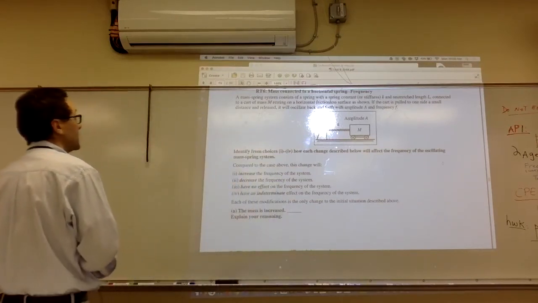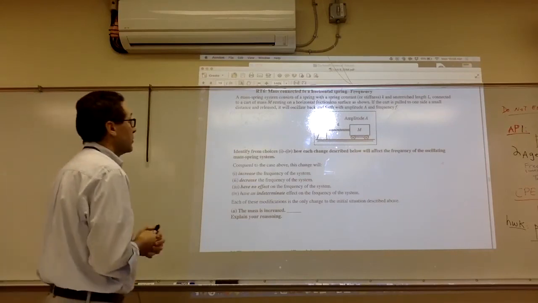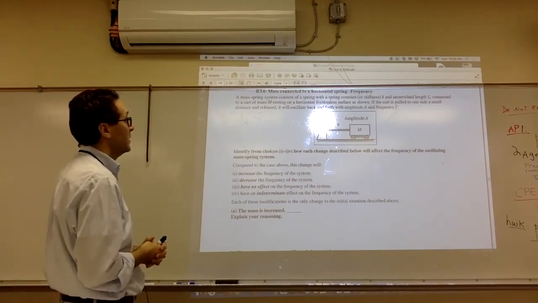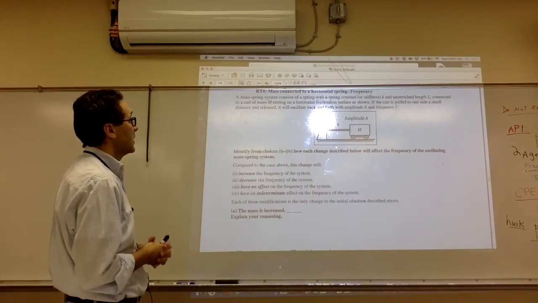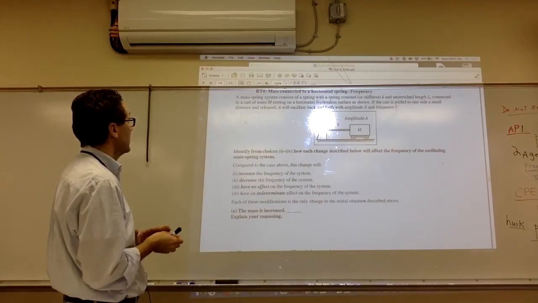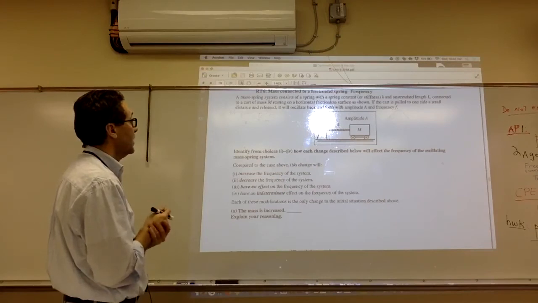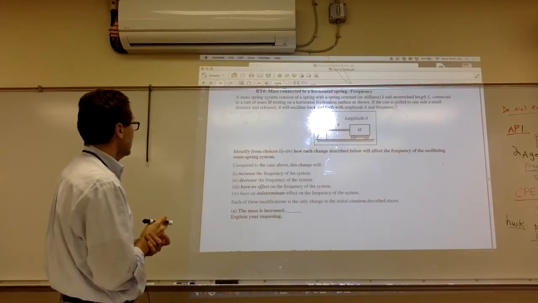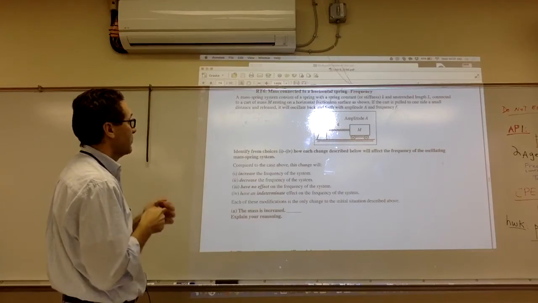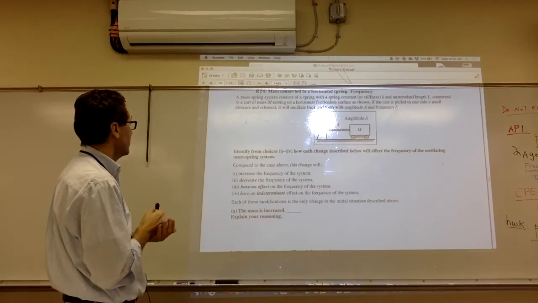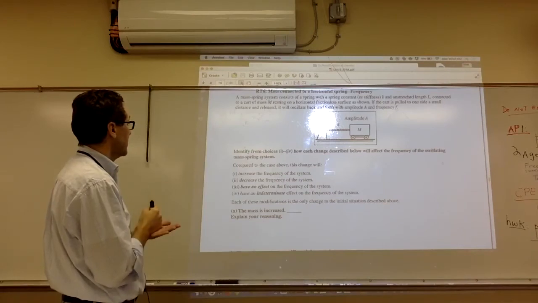Okay. A mass spring system consists of a spring with a spring constant of stiffness K and an unstretched length L, connected to a cart of mass M resting on a horizontal frictionless surface. If the cart is pulled to one side a small distance and released, it will oscillate back and forth with amplitude A and frequency F. Okay, this is all stuff we know. Identify from the choices how each change described below will affect the frequency of the oscillating mass spring system compared to the case above.